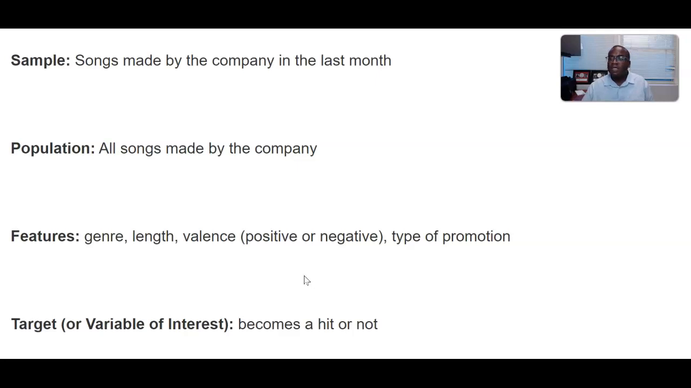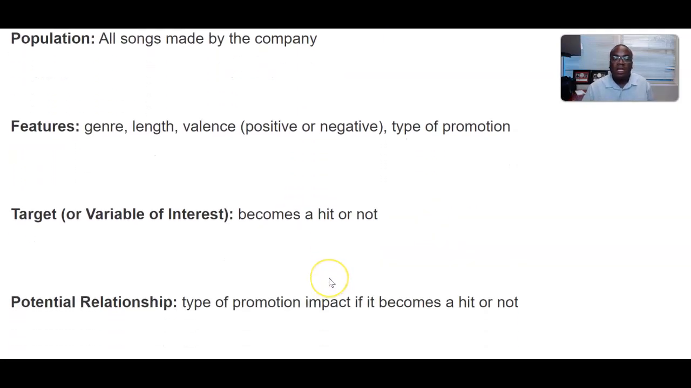Based on what's being done, or based on what kind of music that we're dealing with, based on the length of the song, we want to see if those features have an impact on the actual target, which is, does the song become a hit or not? Okay, and so some potential relationships could be the type of promotion. Ideally, that's the one we're after. Does the type of promotion have an impact on a song becoming a hit?